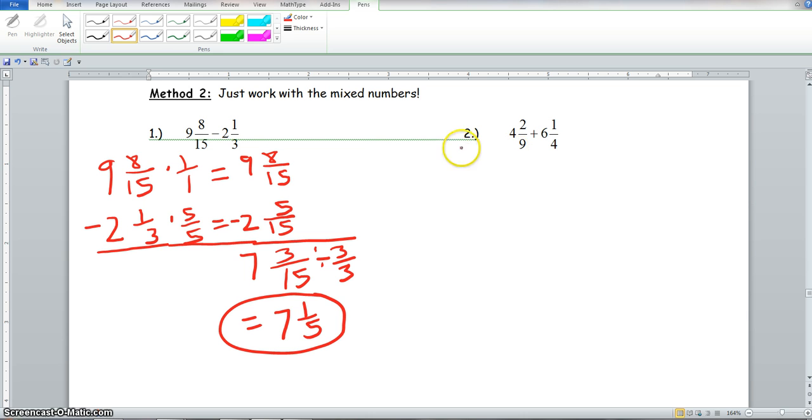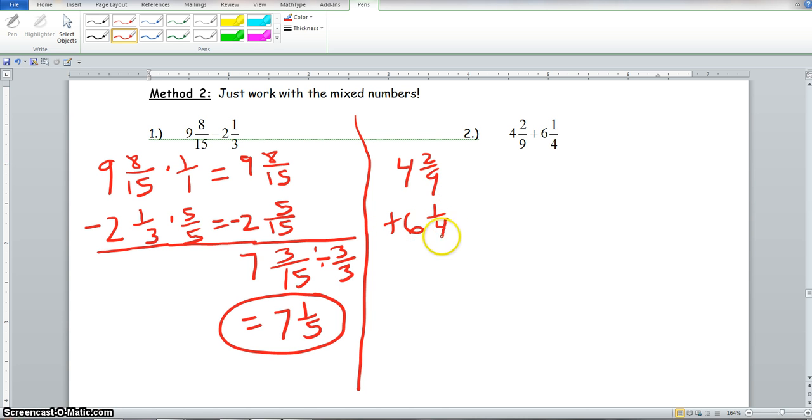Now we go here to number 2, set it up exactly the same. And I'm going to draw a little line here to separate these two. So we have 4 and 2/9 plus 6 and 1/4.